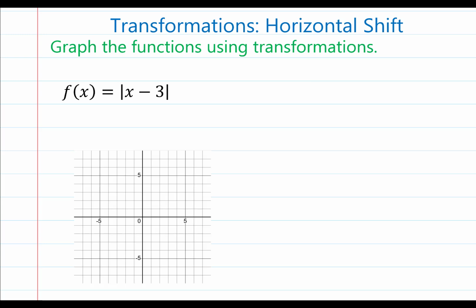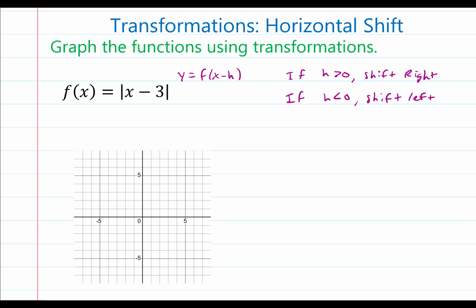Welcome back, mathematicians. In this video, we are going to look at the horizontal shift transformation. So in general, the horizontal shift transformation is described as y is equal to f of x minus h, where the argument x has been replaced with the expression x minus h. So if h is positive, in other words, greater than 0, then it's going to be a shift to the right. And if h is negative, or less than 0, then it's going to be a shift to the left.